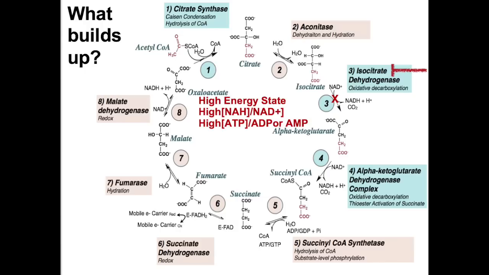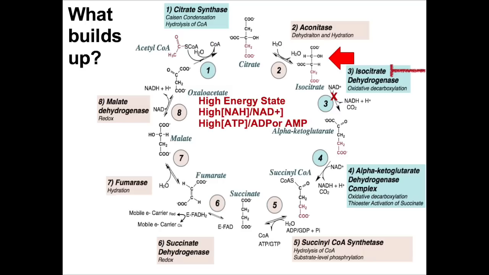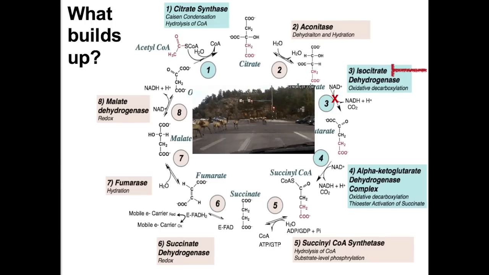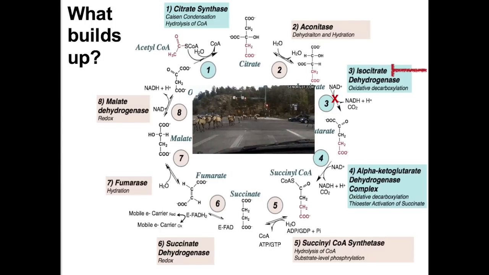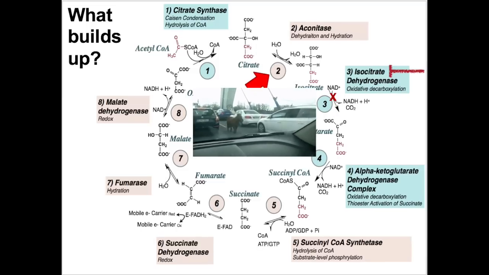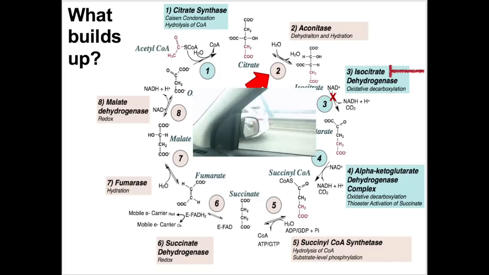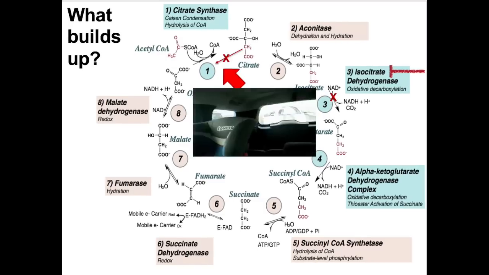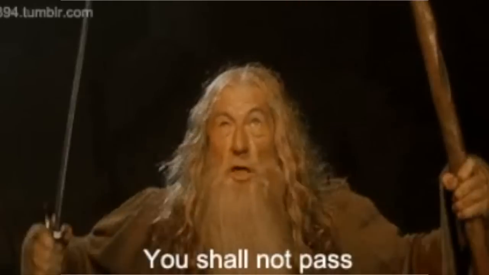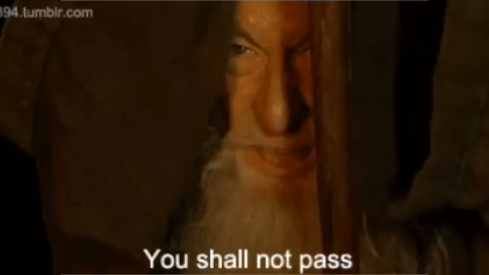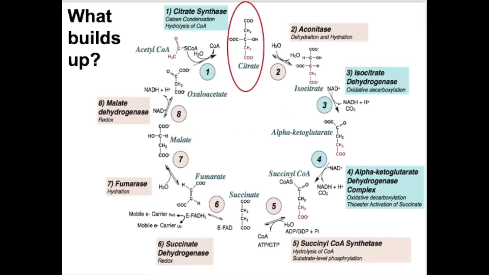So what happens when the activity of this enzyme is decreased? Isocitrate will tend to build up, and then it will cause the reversible reactions to go backwards. What this means is aconitase will go backwards in the reverse direction, and once it hits citrate synthase, that enzyme does not go backwards. That is not a reversible reaction, and so citrate will tend to build up.